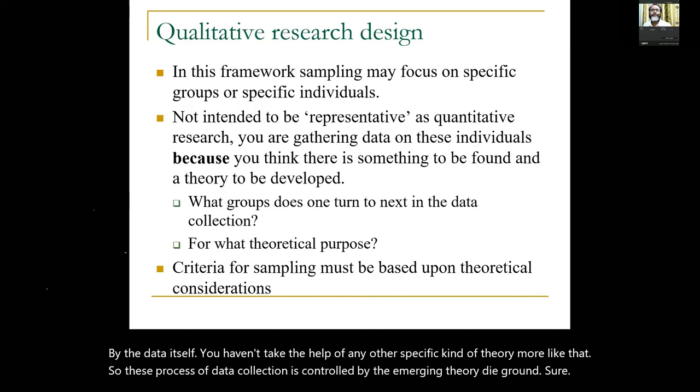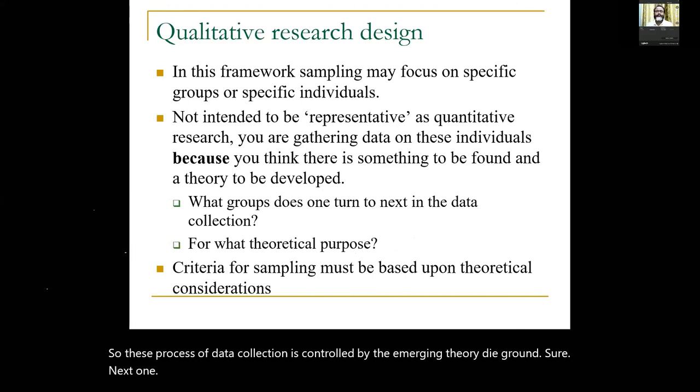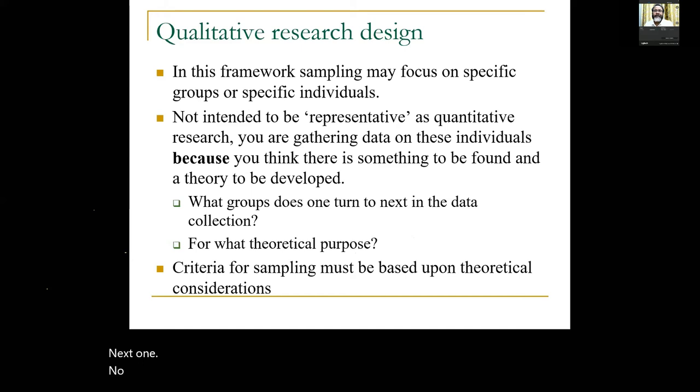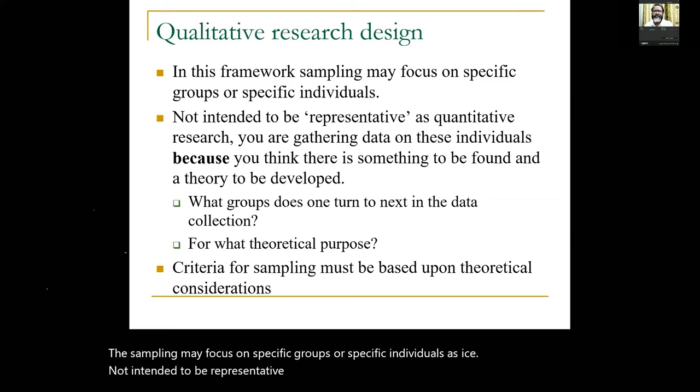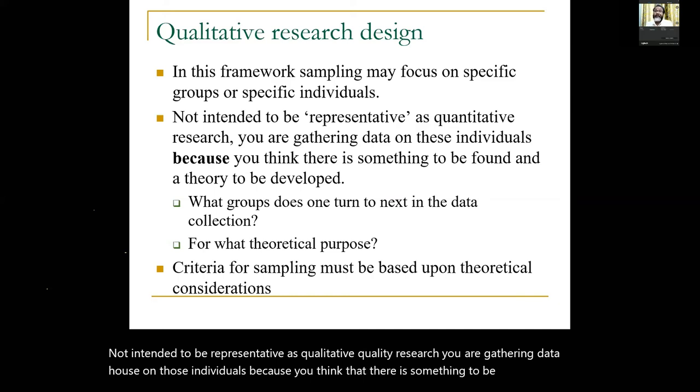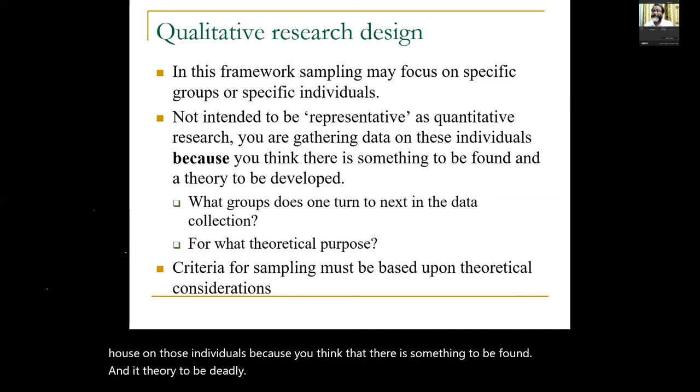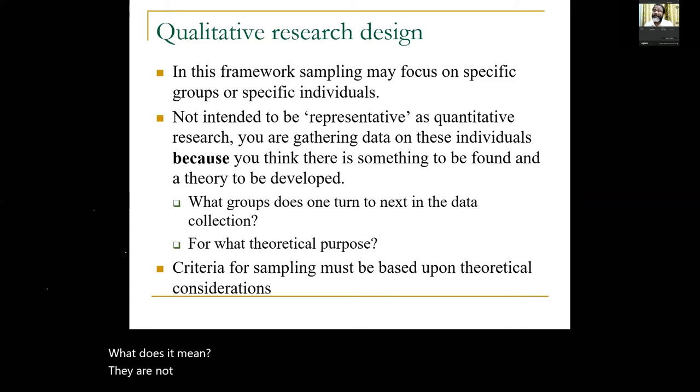Next one. Now you see, in this grounded theory framework, the sampling may focus on specific groups or specific individuals, as I said. It is not intended to be representative as in quantitative research. You are gathering data on those individuals because you think there is something to be found and a theory to be developed. What does it mean? They are not representative like in quantitative research.